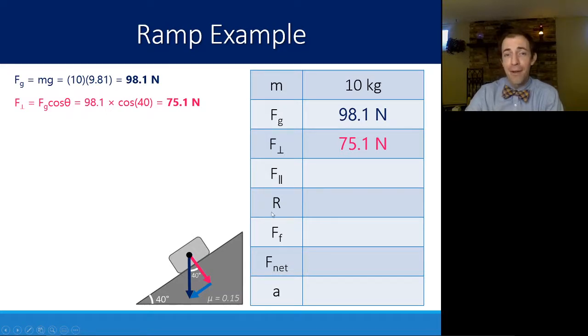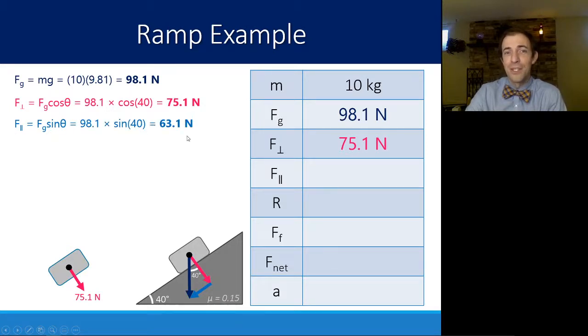To find the parallel force, that's the opposite of our angle of 40 degrees. So F parallel is Fg times the sine of theta, which is 63.1. I added this 75.1 newtons to a separate free body diagram that we can build. Let's add this one as well, 63.1 newtons.